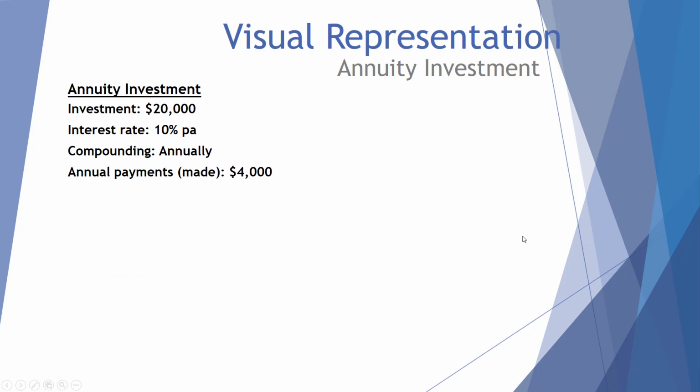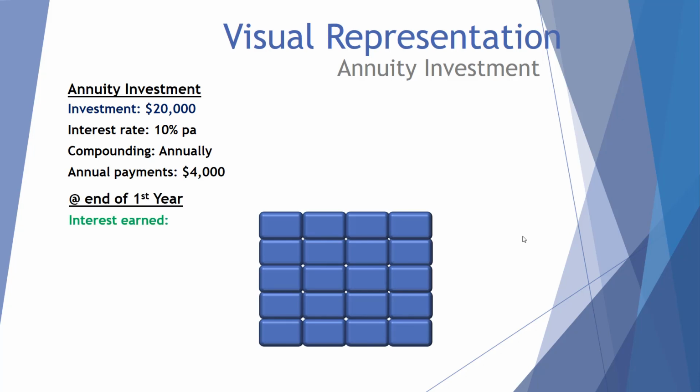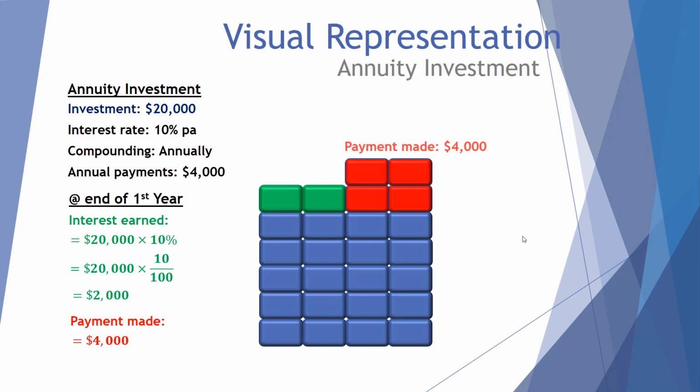Example number 3, where we've got an annuity investment. So with this annuity investment, we start with $20,000. At the end of the first year, we calculate the interest earned, which was 10% of $20,000. So once again, we earn $2,000 in interest. Now the payment in this situation, we're adding a payment to this balance to further increase its value. So the payment made is $4,000. So on top of our interest of $2,000, we're also making a contribution, a payment of a further $4,000.